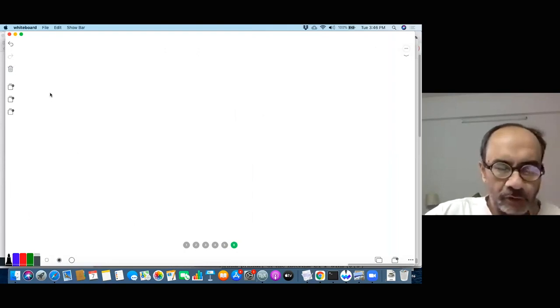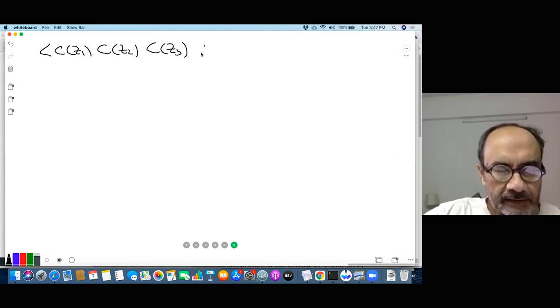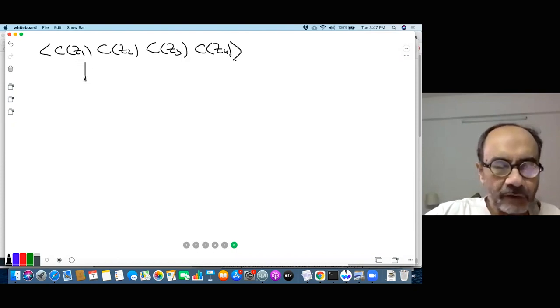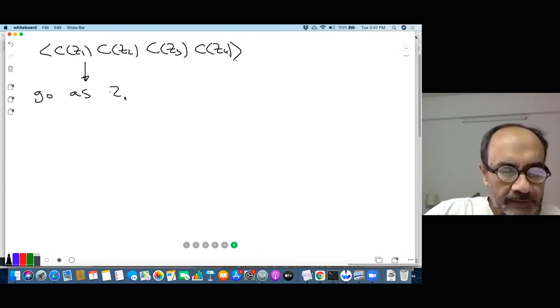Now you can ask, what about the next one? If we take C(Z1) C(Z2) C(Z3) C(Z4), this in fact can also be shown to vanish. And the reason is, let's look at it as a function of Z1. This one should go as Z1 squared, because this has conformal dimension -1. So this should go as Z1 squared as Z1 goes to infinity.